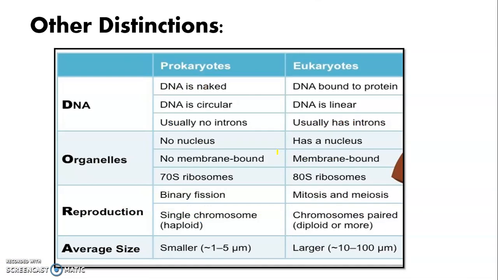Now, other distinctions between prokaryotes and eukaryotes include DNA. Prokaryotes generally have circular DNA, whereas eukaryotes have linear DNA. And then under reproduction, prokaryotes have a process called binary fission, whereas eukaryotes have mitosis and meiosis. Also, under average size, prokaryotes are generally smaller compared to eukaryotes.